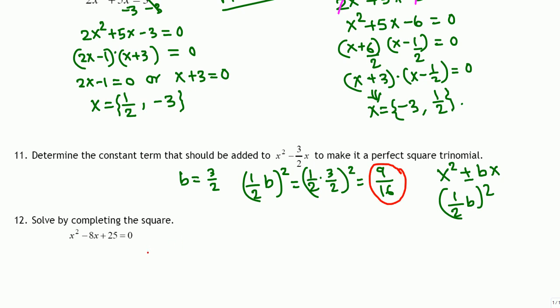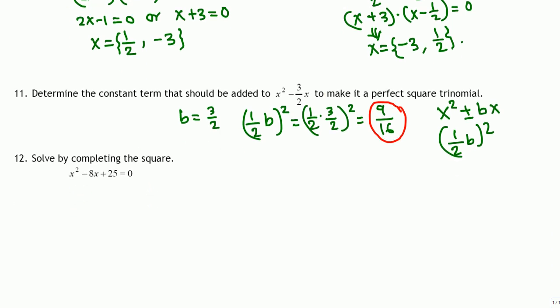And here's an application of this. Okay, solve by completing the square, and we know we only have to have two terms so that we can figure out what to add to make the left-hand side a perfect square trinomial. So move 25 to the other side, so subtract 25 from both sides, then we get x squared minus 8x equals negative 25.